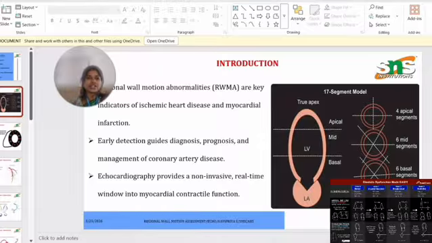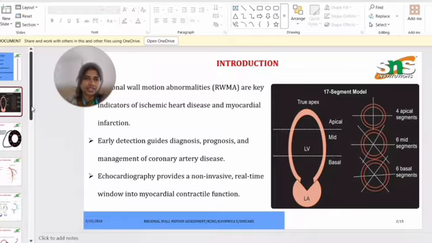It is an early detection guide to diagnosis of the regional wall motion abnormality, whether it is due to ischemic heart disease or something else, and to prognosis and management of coronary artery disease. So echocardiography provides a non-invasive technique and a real-time window to myocardial contractile function. Here some images are there.